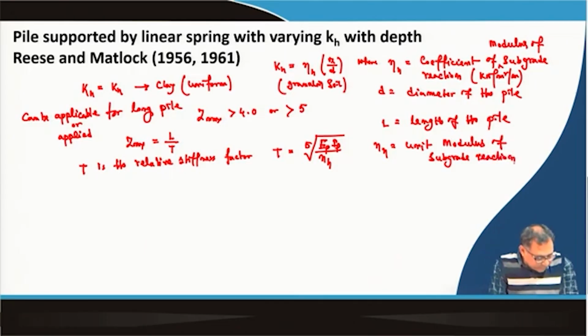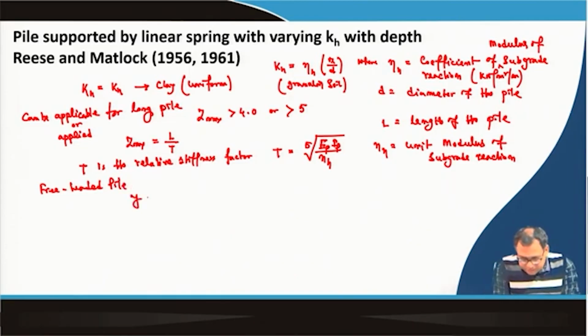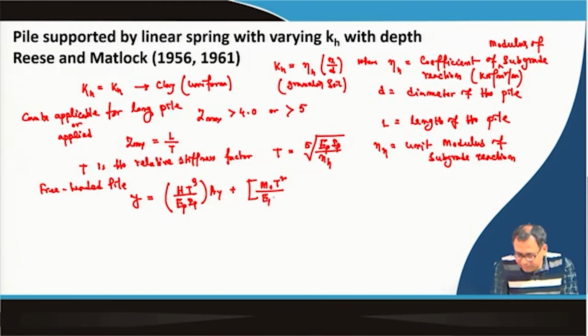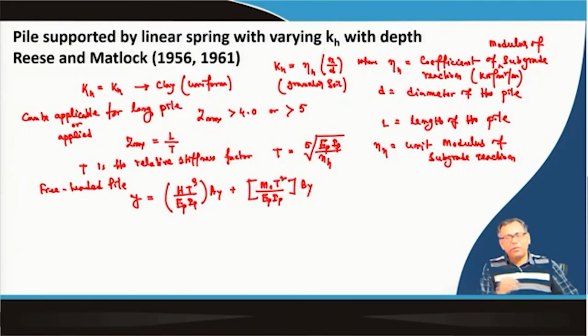Okay. Now, for the free head pile, the expression given for the deflection can be calculated as H t cube divided by Ep Ip into Ay, plus M0 t square divided by Ep Ip into By. So, Ay and By are the coefficients.